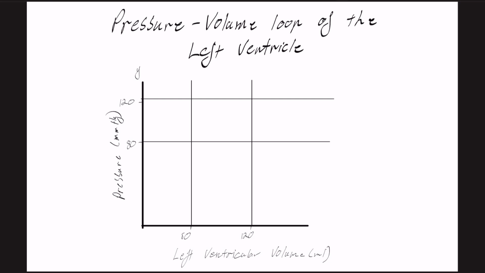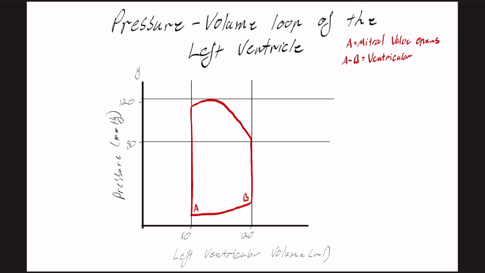So I'll draw a loop here, and let's label it. At point A, the mitral valve opens. We're at end systolic volume, so the ventricle has just contracted all the way, and there's about 50 mL of blood left in the ventricle. Now the ventricle is filling as the mitral valve is open. So A to B is ventricular filling during diastole.